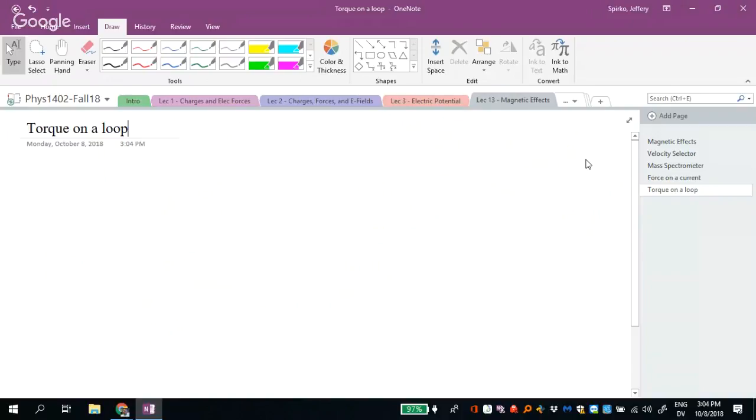I want to calculate a magnetic torque. And this is basically how we turn magnetism into motion. So first, I'm going to draw some bar magnets here. So there is a bar magnet there, and there's a bar magnet there. And this one is going to have a north there, and this one's going to be a south.